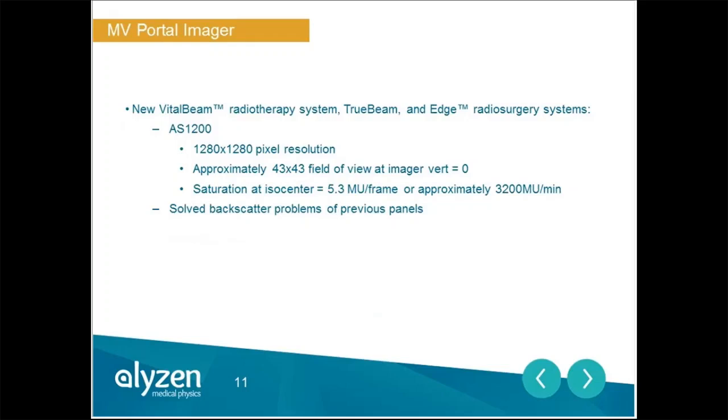Reading there, we can deliver approximately 3,200 MU per minute, noting that the 10FFF maximum dose rate is 2,400. So this allows us to do the flattening filter free beams. And they also solve the backscatter issues, making the imager response symmetric all the way around.